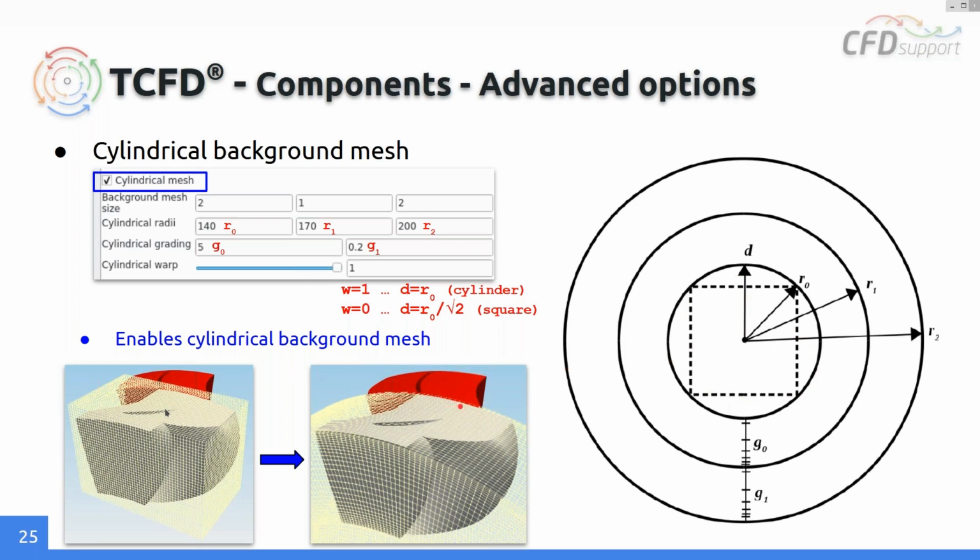So the best way to play with them is to simply try. You can also define the cylindrical background mesh for, for example, axial machines.